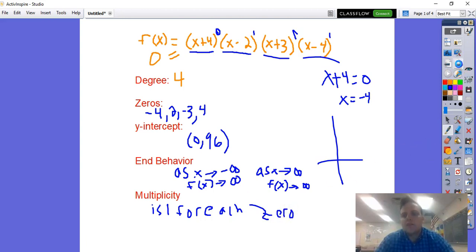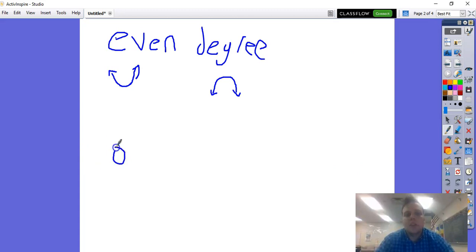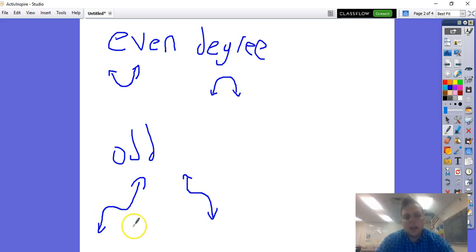Okay, so that was assuming the degree was even. Let's just look at what happens if the degree is odd. If the degree is odd, the end behavior, one side goes one way and the other side goes the other way. So it's either going to look like this or it's going to look like this. It looks like this assuming it has a positive coefficient. It looks like this if it has a negative coefficient at the very, very front. Same thing here, but this is a positive coefficient, this is a negative coefficient.